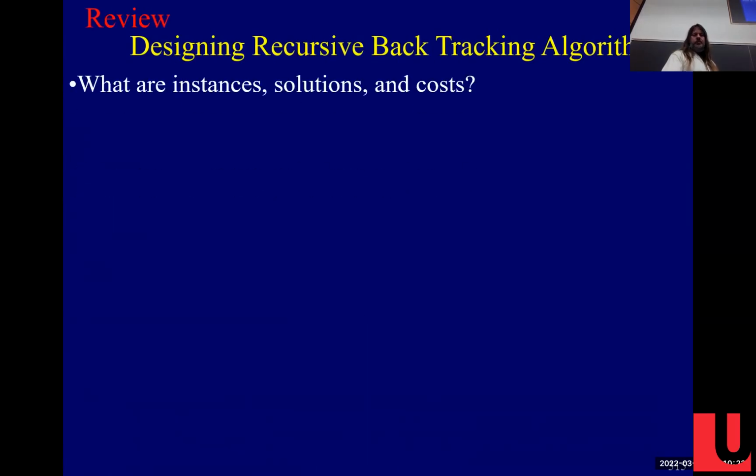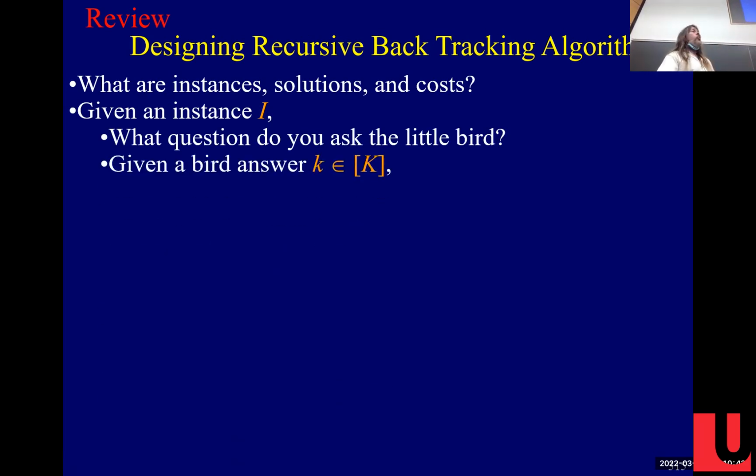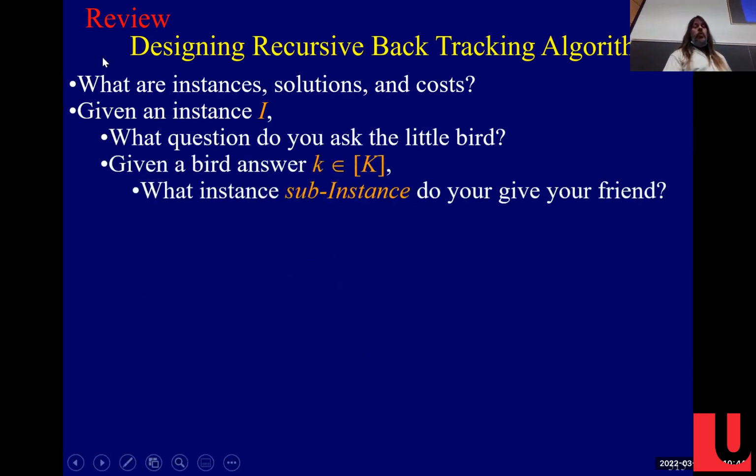All right. So how do you get a recursive backtracking algorithm? You think about what you have to focus on. What are your instances? What are your solutions? What are the costs of your solutions given an instance? What do you ask the bird? What questions? What answers might you give?